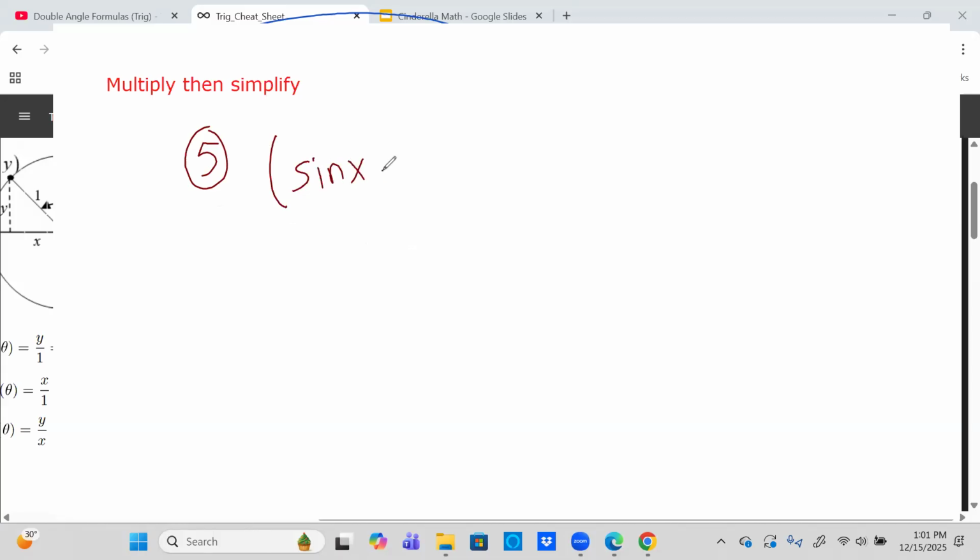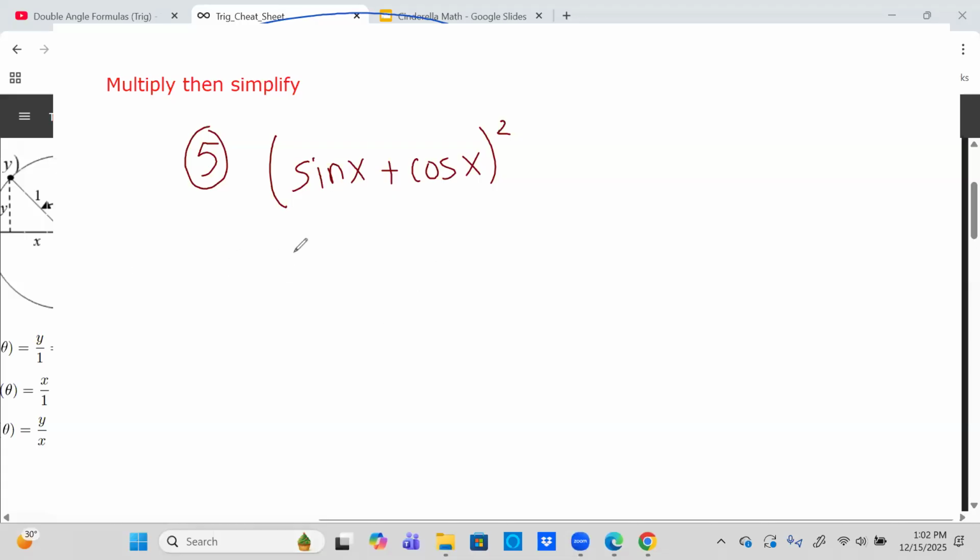The directions for this are perform the multiplication, so multiply, then use identities to simplify. So multiply, then simplify. And there's only two in this category here. Here's our first one. This is number 5. It is parenthesis sine x plus cos x squared.